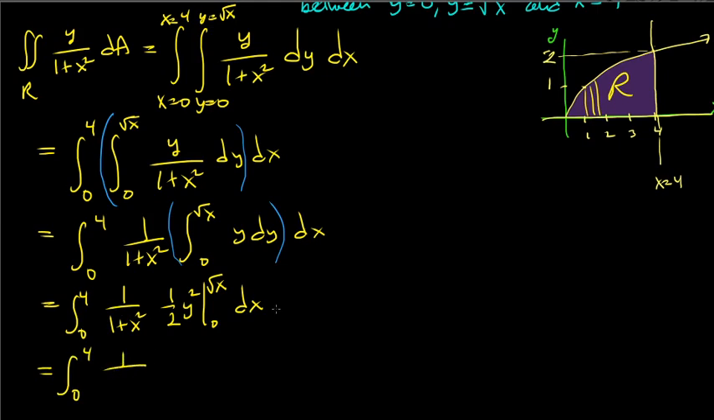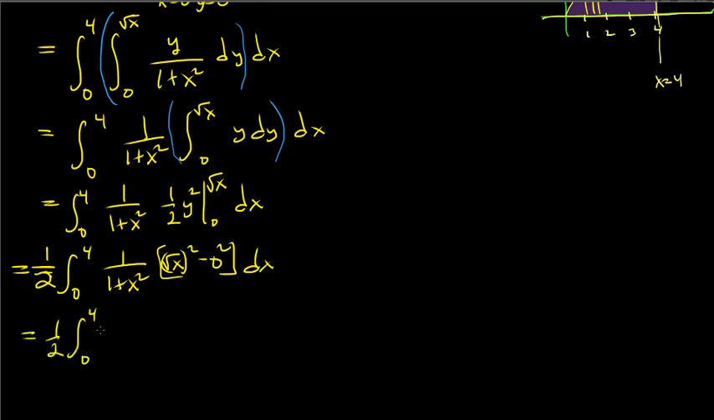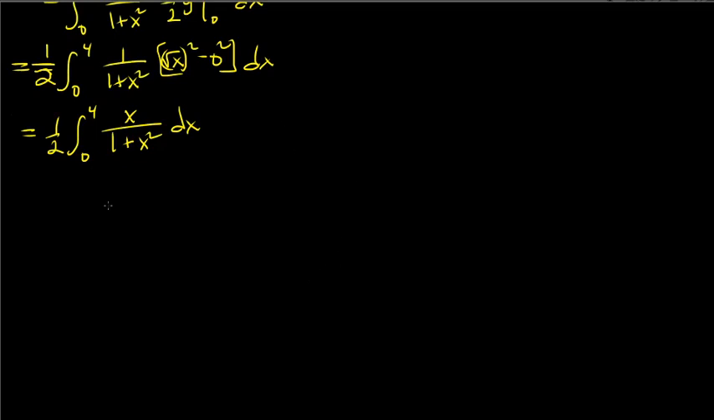Well, the 1/2 can come outside because the 1/2 is just a constant. Is that okay? And then, when you plug in square root of x squared minus 0 squared, you just get x, right? So this is 1/2 the integral from 0 to 4 of x over 1 plus x squared. Right, so now we don't need arctangent anymore. That's a Calc 2 problem. This is now just a Calc 1 problem. It's just regular substitution.